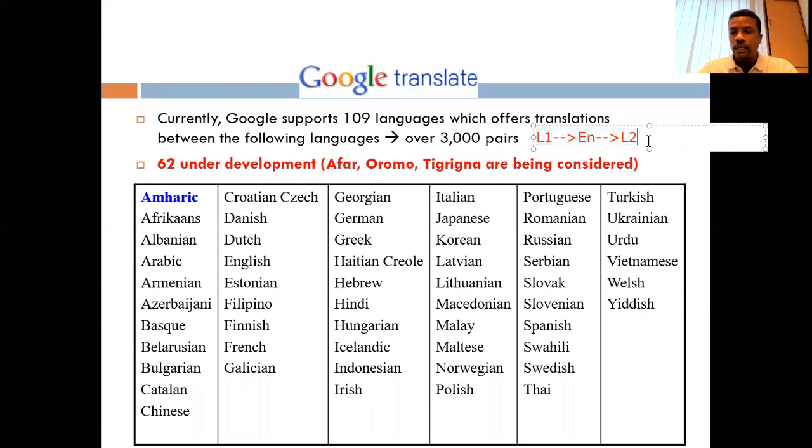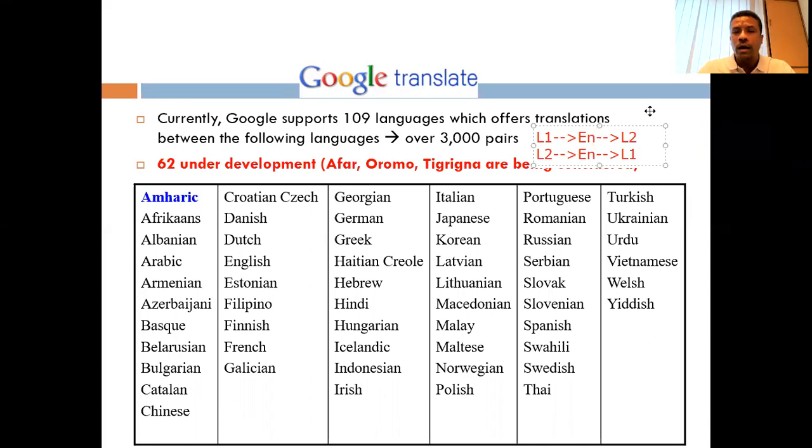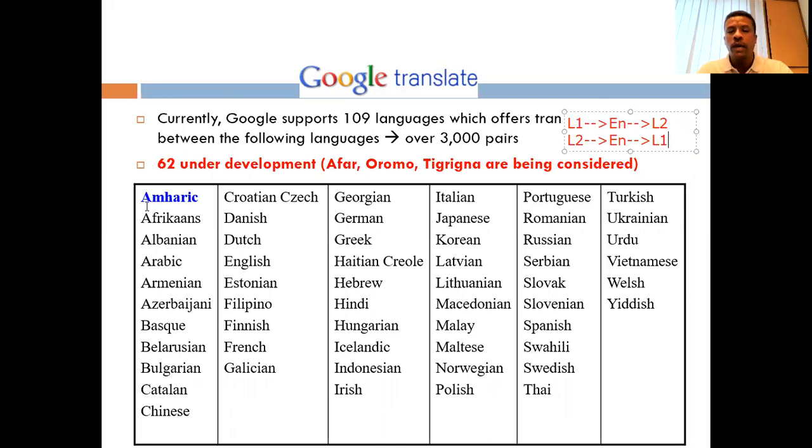So this is one approach. What if you want to translate from language 2 to language 1? Then the process is going to be the same. Language 2 would be translated to English, then English would be translated to language 1. So from the 109 languages that are actually included, Amharic is one of them, which is a good thing for Ethiopia. And currently there are 62 languages which are under development to be included in this group, which means after that we are going to have a total of more than 170 languages covered by Google Translate.